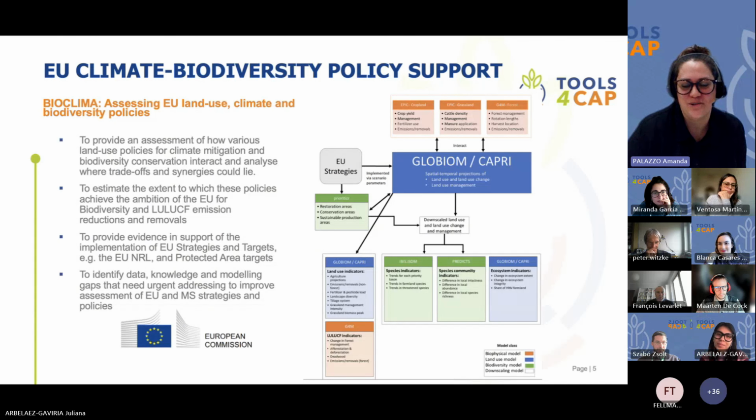We are also using GLOBIOM to support the work to look at the climate biodiversity nexus with DG Environment and to assess the synergies and trade-offs of land use policies for climate mitigation and also for biodiversity conservation. So next slide, please.